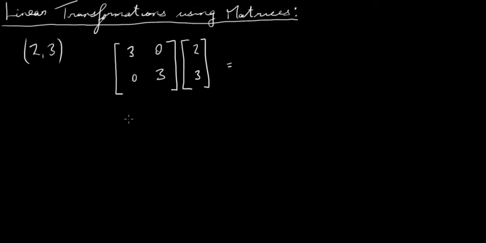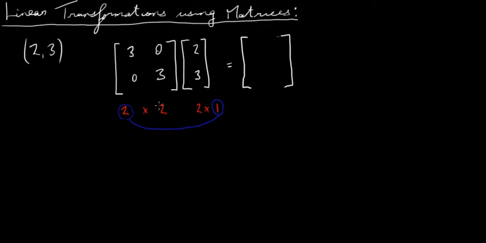Well, this is a 2 by 2 matrix. It has 2 rows and it has 2 columns. So this is a 2 by 2 matrix. This here is a 2 by 1 matrix. So remember from previous videos, we know that we should end up with a 2 by 1 matrix here. So if I just write that in here, what I should end up with is a 2 by 1, so 2 rows and 1 column.